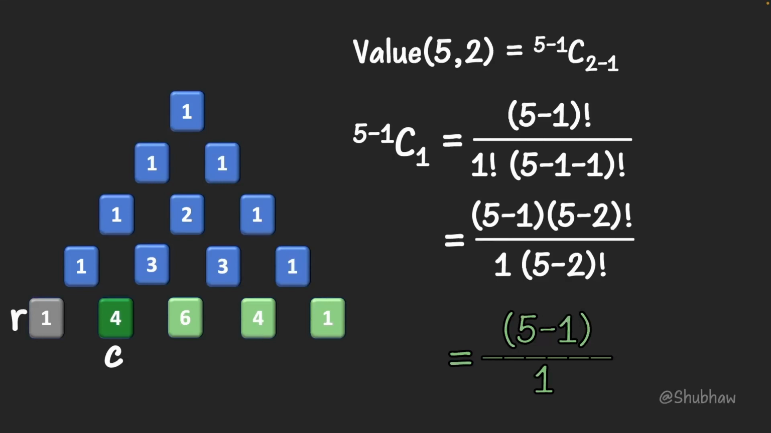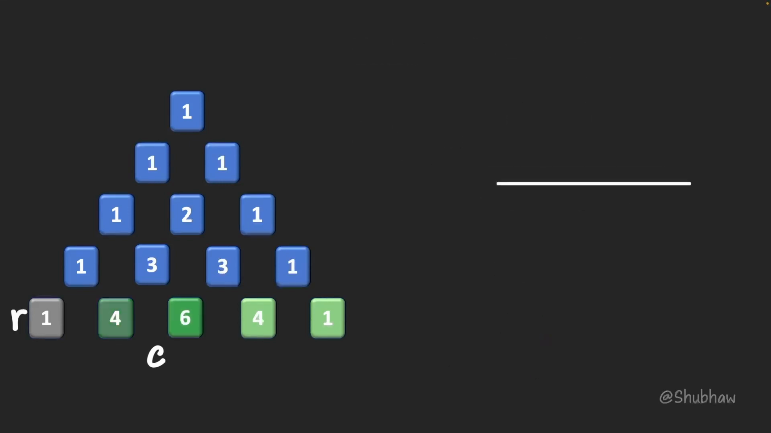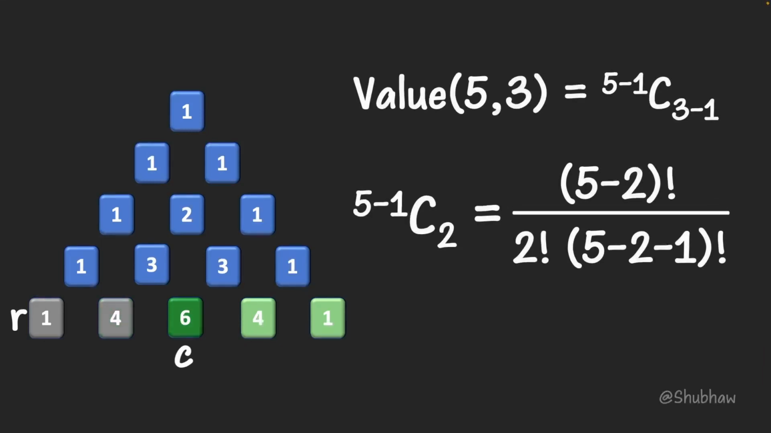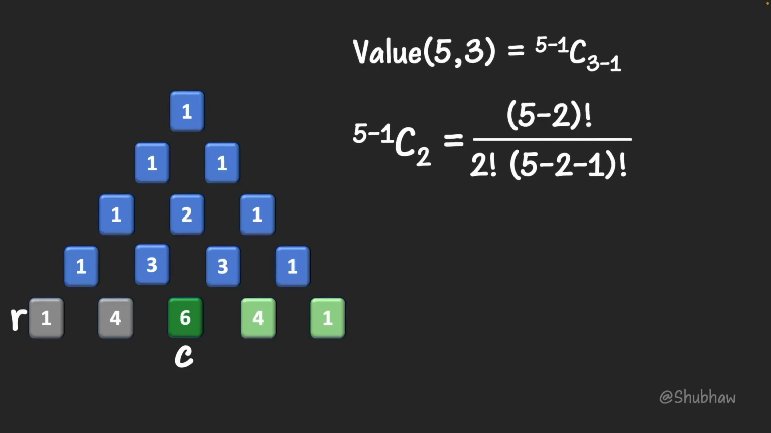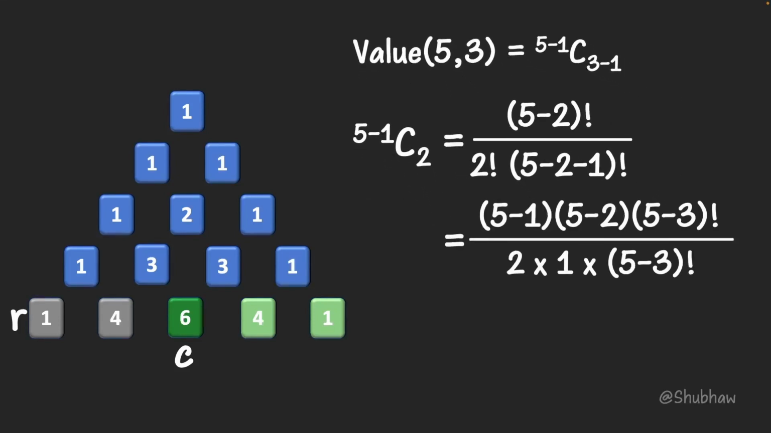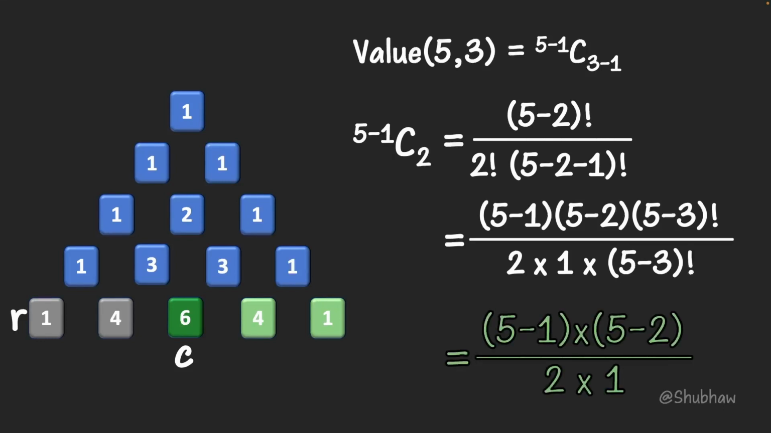You'll understand in a minute why I am writing it in this form. Now let's try to analyze the next value as well. This value will be (r-1) C 2, which when expanded will look like (r-1) factorial divided by 2 factorial into (r-1-2) factorial, which can be further written as (r-1) into (r-2) into (r-3) factorial by 2 into 1 into (r-3) factorial, which can be written as (r-1) into (r-2) by 2 into 1. So if you observe this carefully, you'll find a pattern in these terms.